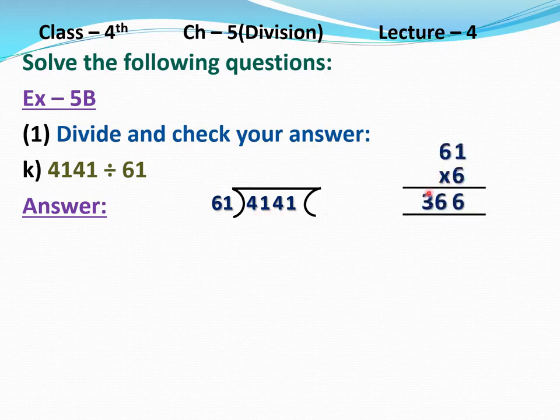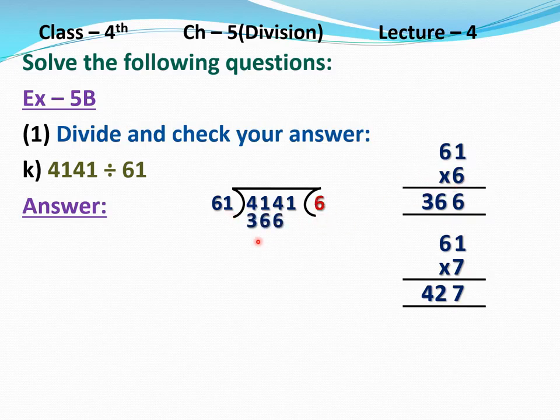Multiply 61 by 6. 6 ones are 6, write 6 here. 6 sixes are 36, write 36 here. 61 multiply 6 equal to 366. Now multiply by the next number, that is 61 multiply 7. 7 ones are 7, write 7 here. 7 sixes are 42, write 42 here. 61 multiply 7 equal to 427. So first we will multiply 61 by 6, write 6 here and write 366 here.